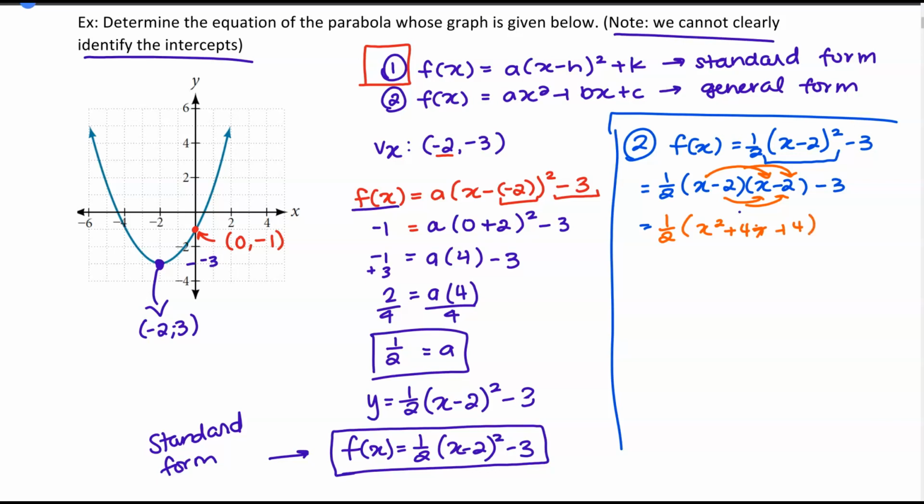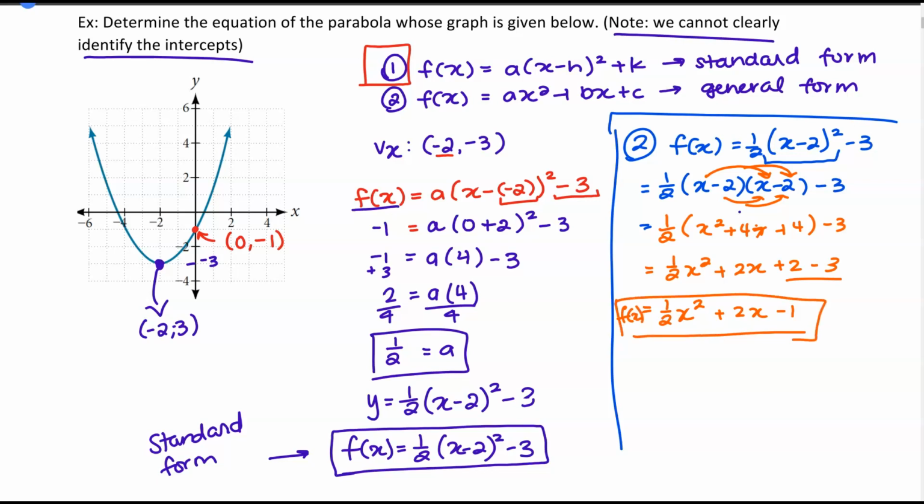plus 4 minus 3. So we're going to multiply out that 1/2, so we're going to get 1/2 x squared plus 2x plus 2 minus 3. So we're going to combine the minus 2 and the 3, so we get 1/2 x squared plus 2x minus 1. And so this right here, with our f of x, is our general form of the equation.